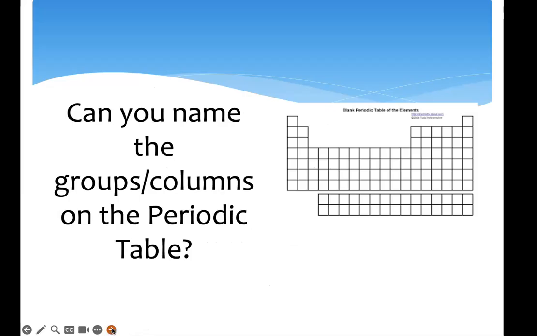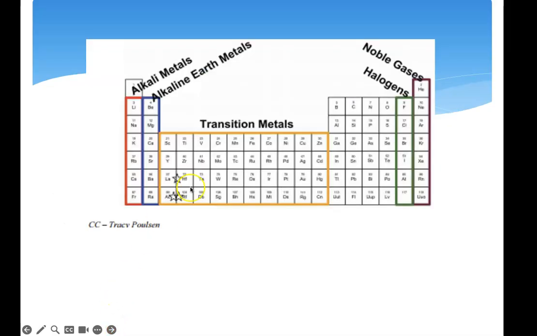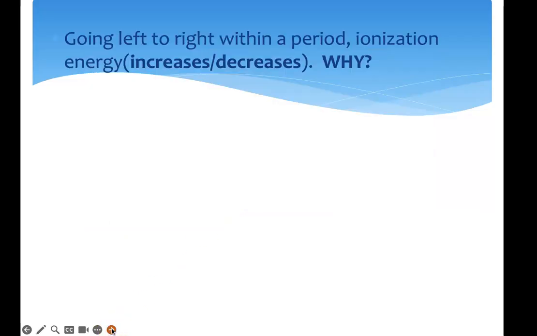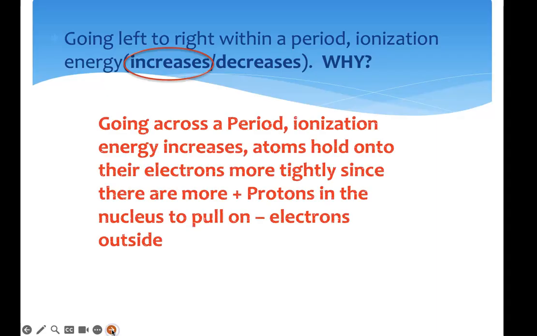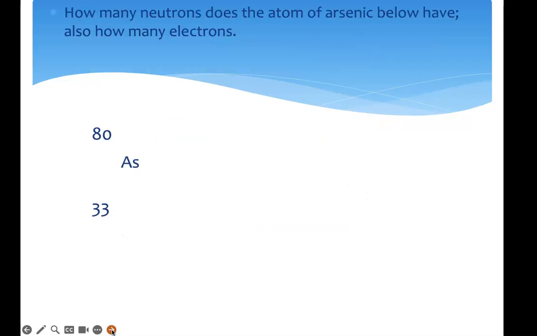All right. You should be able to name the groups and columns, so take a moment and see if you can do that. All right, so there are the ones that you need to know. So hopefully you've got 1A, 2A, the transition metals, 7A, and 8A. All right, so what do you think about this one? Hopefully you said ionization energy is going to increase. And again, because the atomic radius is decreasing, you're getting more protons, so more positive charge to pull those electrons in more.